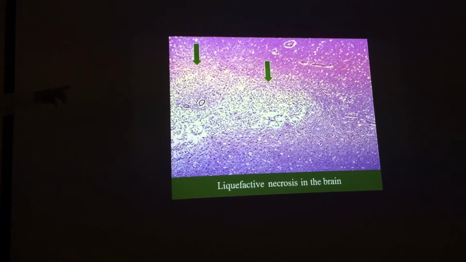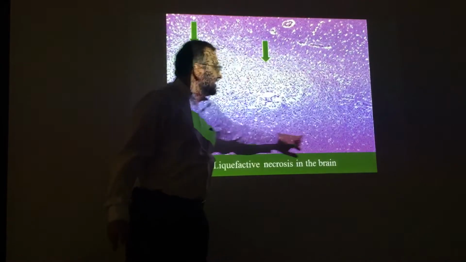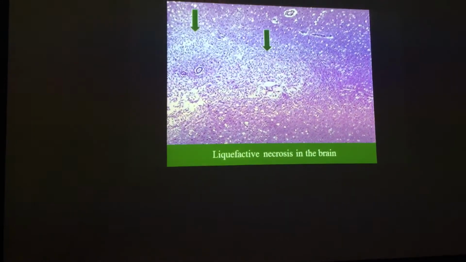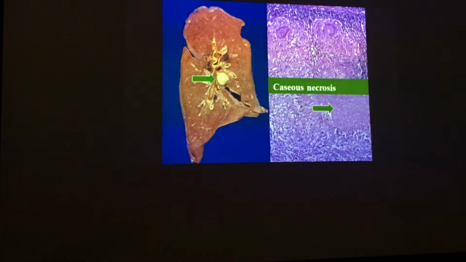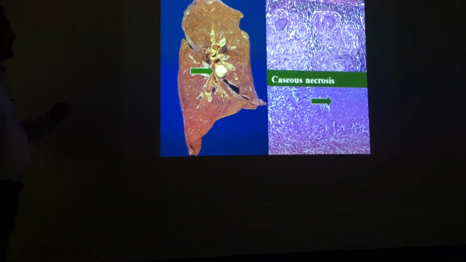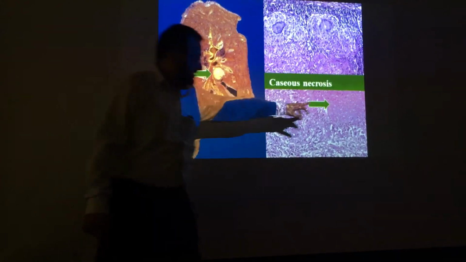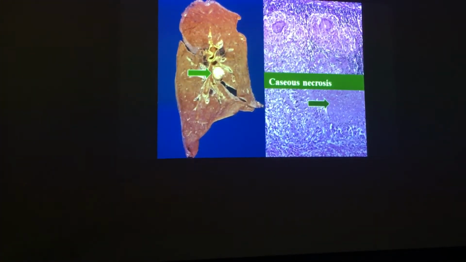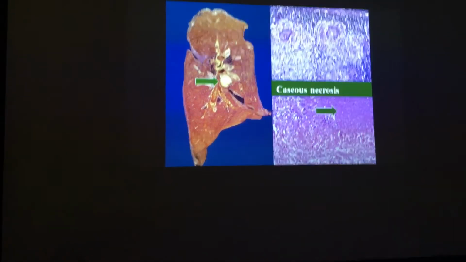Same. This is again the pale area. This is all liquefactive. This is normal, and this is liquefactive. Again, the most common cause of liquefactive necrosis in the brain is ischemia. Now, which type of necrosis is this? Caseous necrosis. Very good. So this is like cheese. What is the most important cause? Mycobacterium tuberculosis. So tuberculosis is the most important cause of this.